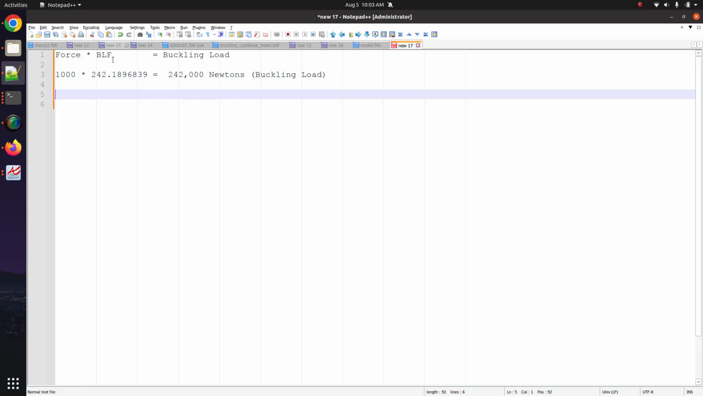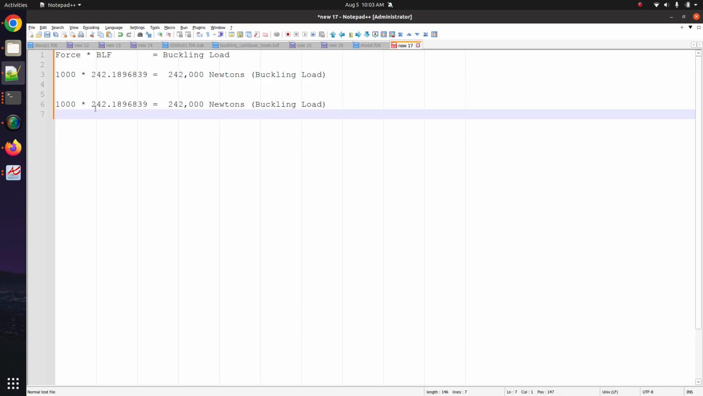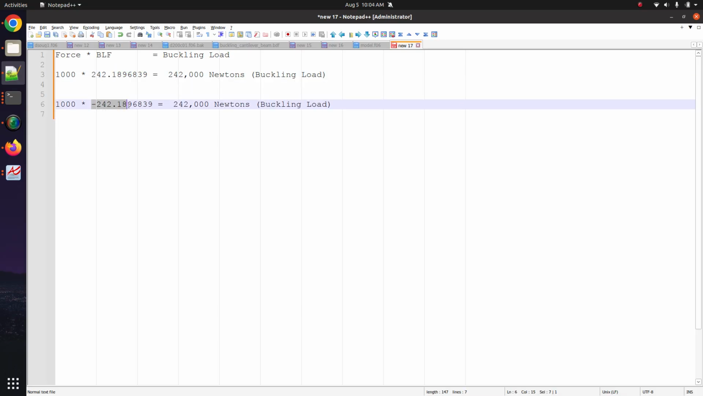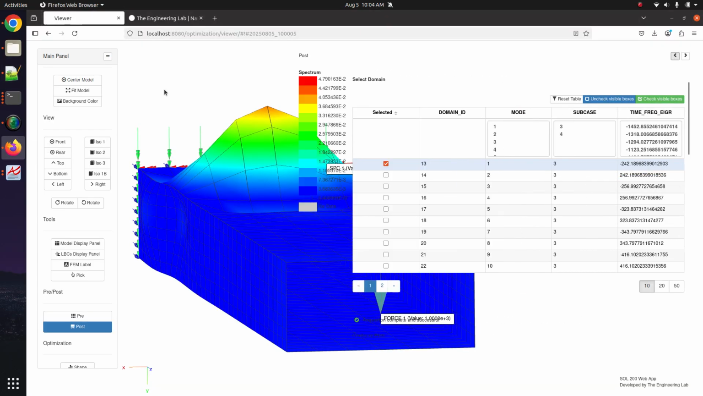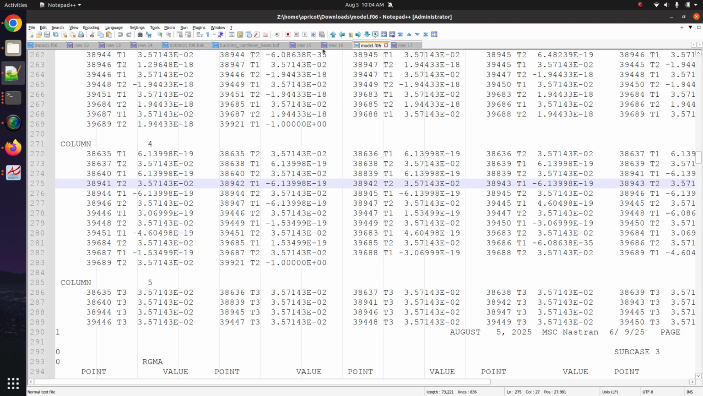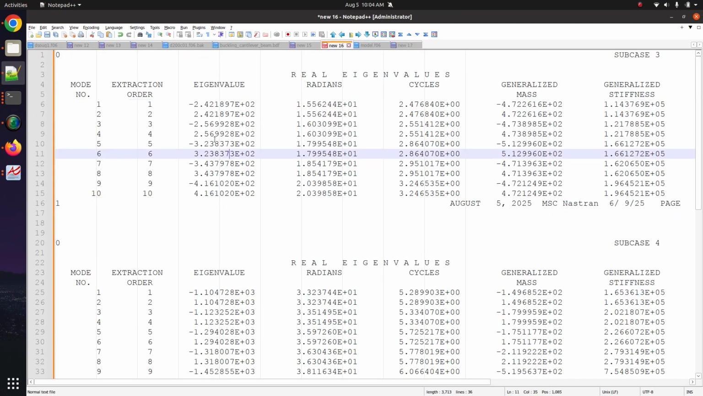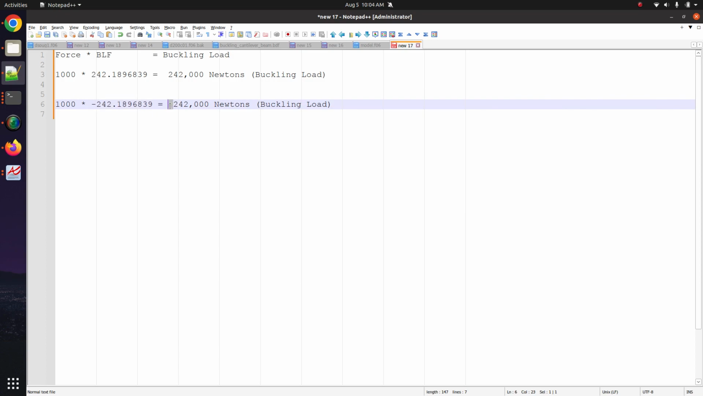Now, what if it's a negative buckling load? What happens? So we still go through that same process, but this time our buckling load factor is negative. So remember here in this table, where's that table? I think it was this one, right? So here you see we get negative eigenvalues. So that's okay. You just take that negative eigenvalue, you plug it into this equation, and then you get negative 242,000 pounds, or newtons, sorry. And then that's our buckling load.